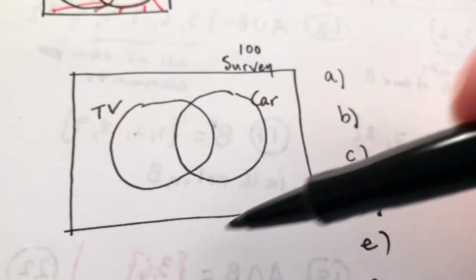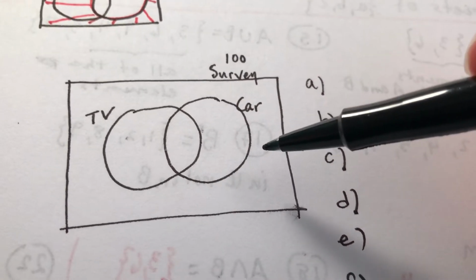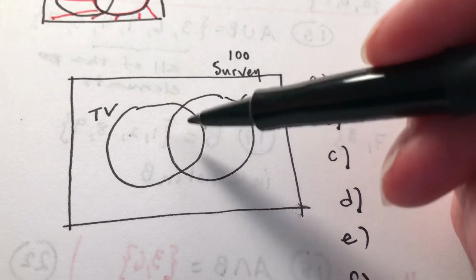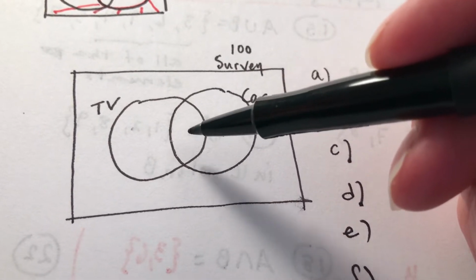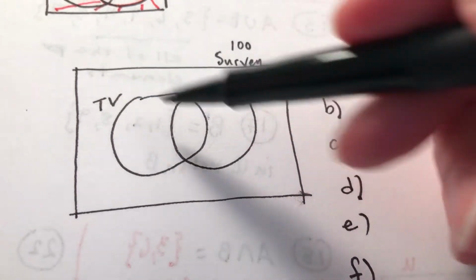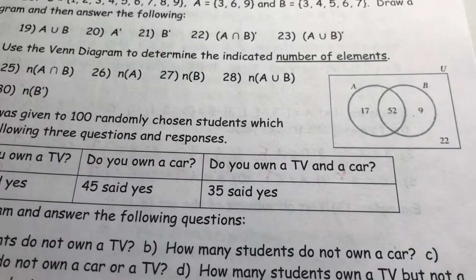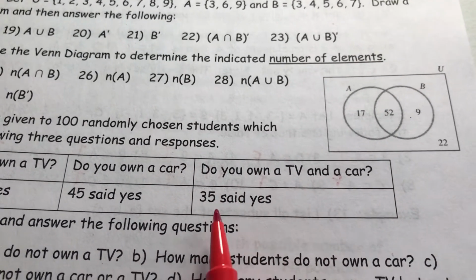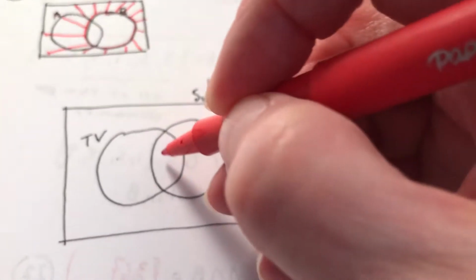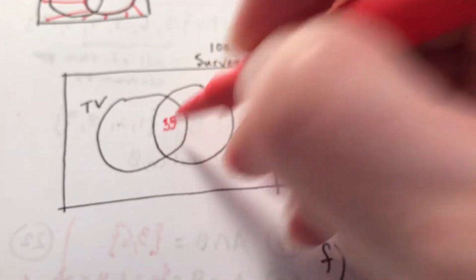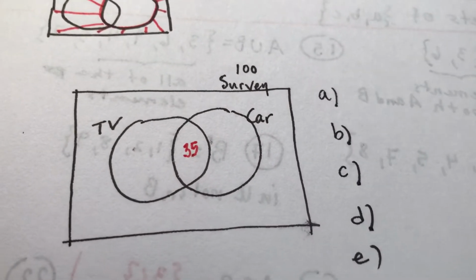And when you're going to put numbers into a Venn diagram, you want to start here. Always start in the intersection. So we want to know how many own a TV and a car. TV and a car, 35 said yes. So I'm going to put 35 here, and that's 35 students go there.